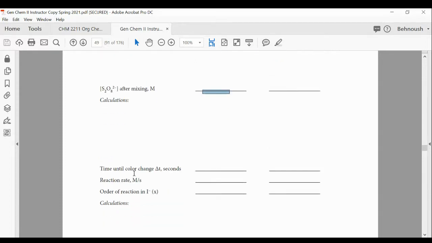The time until the color change, you see this in the video. So when you watch the video, you record the time for trial 1 and you record the time for trial 2.